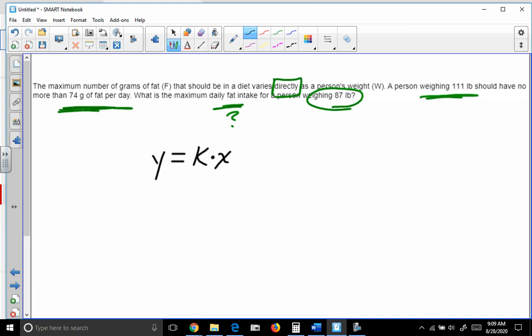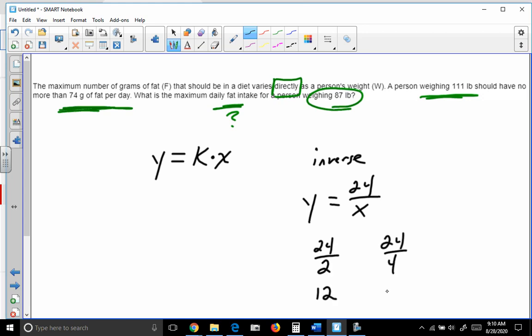Why is that? Well, if it's direct, if x goes up, y will go up. But if it's inverse, they go in opposite directions. So let's look at an example. If this is our equation for an inverse relation, then let's pick a couple of values for x. If x is 2, we get 12. If x is 4, we get 6. If x is 8, we get 3.